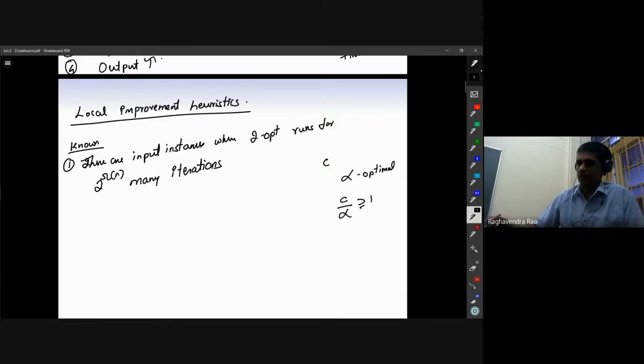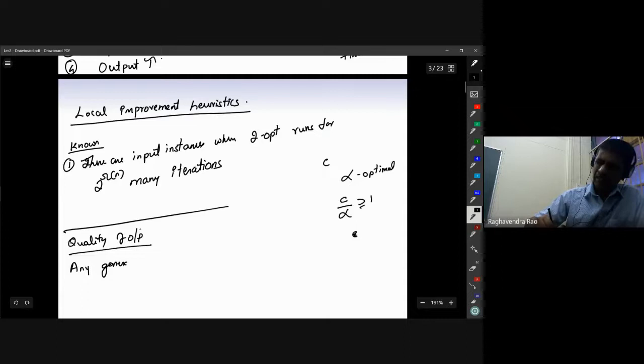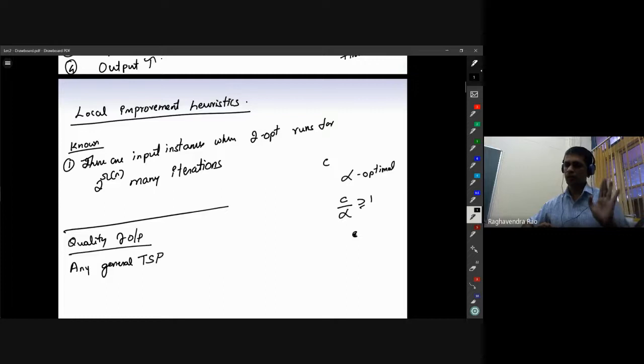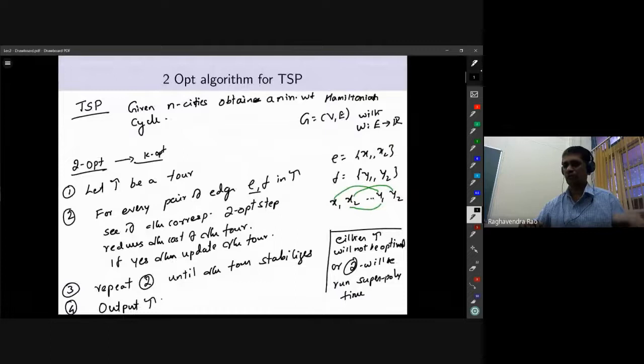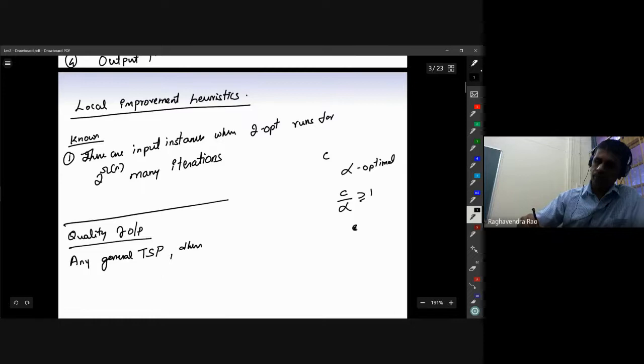So what is known is any polynomial time algorithm will have, for a general TSP, a bad C by alpha quality of output. When I say general TSP, there is no restriction on how the cities are connected. Basically, we are given a graph with some weights, and there is no condition on weights as well. We can assume that they are positive, so there are no zero distance cities or negative distances, for simplicity. So for any general TSP, there is no n to the order 1 factor approximation algorithm.